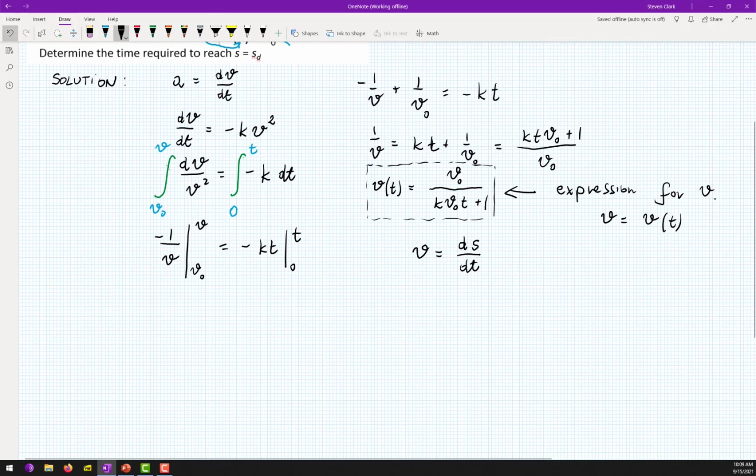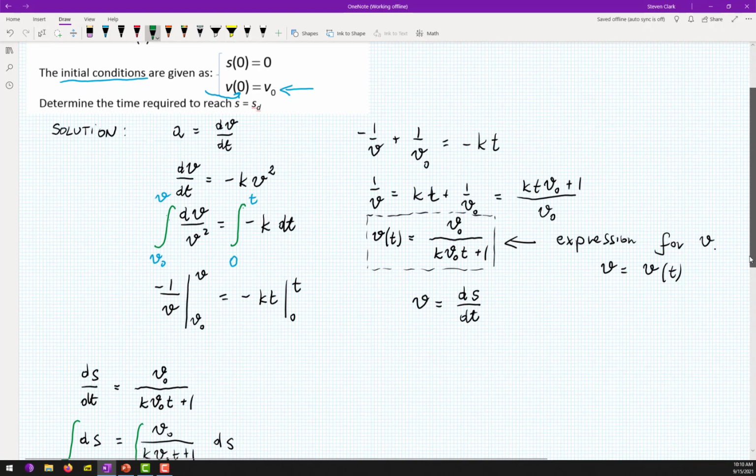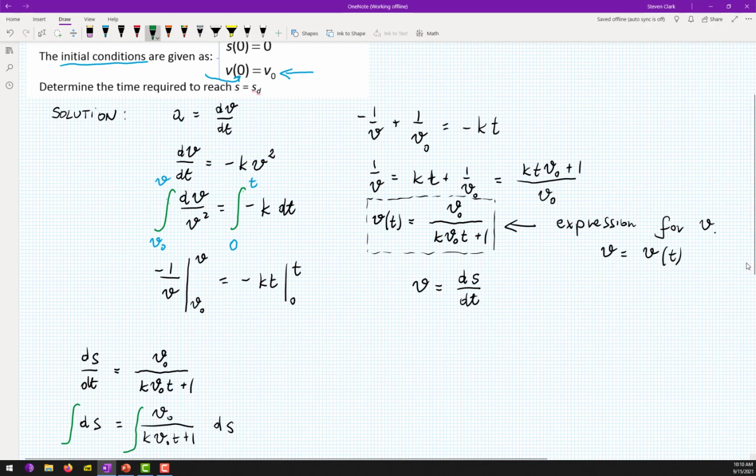So now I can take that, I can copy it, and instead of v, I'm going to put in ds/dt. I'm going to repeat myself: now everything with s on one side, everything with t on the other side. So what do we have in here? We are going to have ds equal to v0 over (k v0 t plus 1) dt. Integrate again. Can anybody help me? What integration bounds should I plug in here in those two integrals?